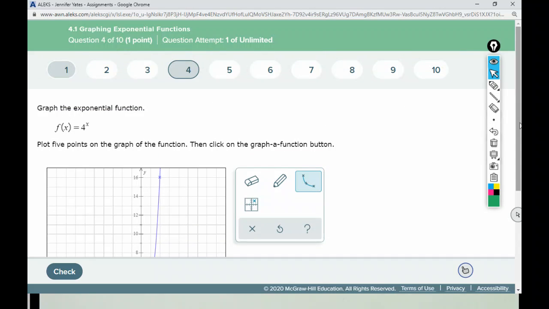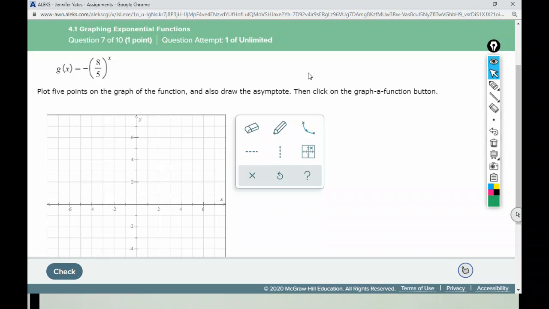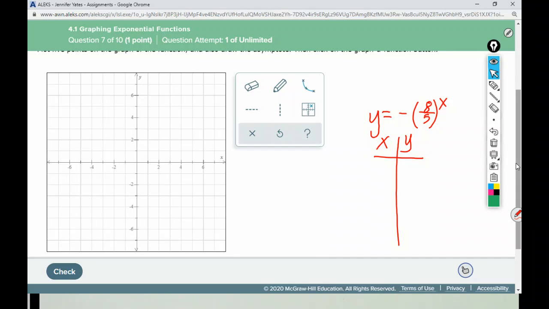And also draw the asymptote on this one. Let me rewrite this down here. Y equals -8 fifths to the x. Then I can come down here and see my whole graph.